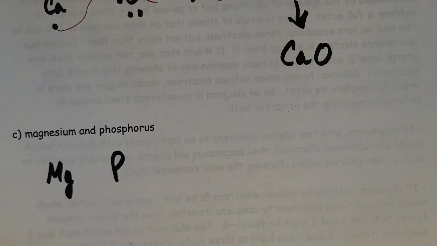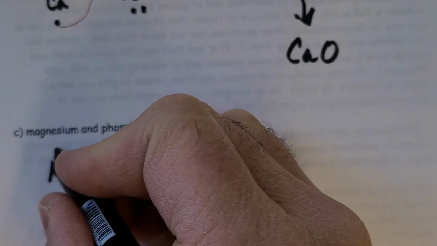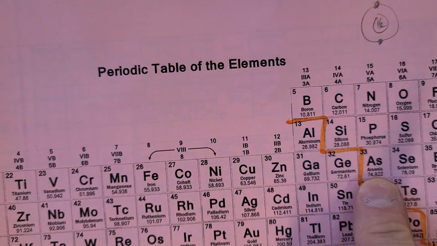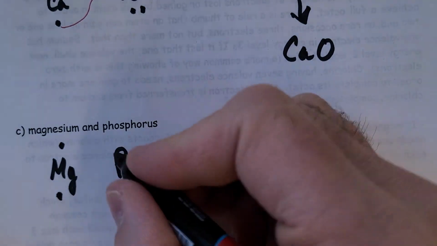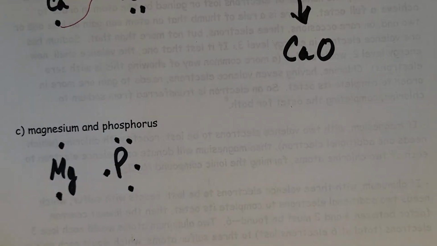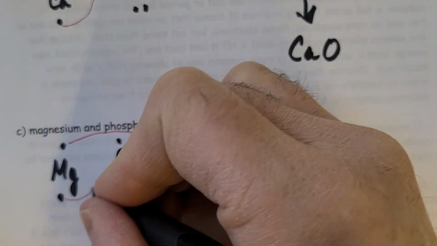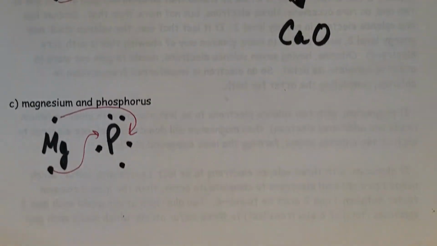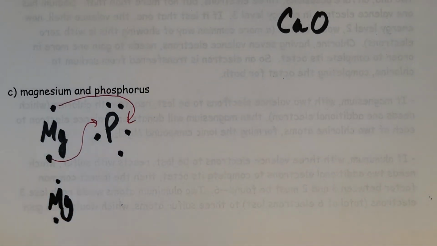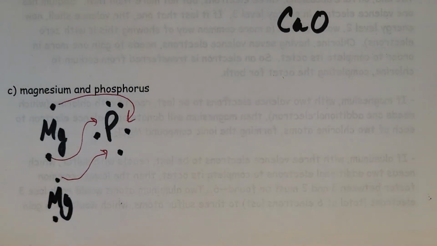Magnesium and phosphorus. So if we look at magnesium, it is group 2. And phosphorus, it is group 5. 1, 2, 3, 4, 5. So if we take a look at what happens there, so here you go. Magnesium's good, but phosphorus needs 1 more. So we're going to have to add another magnesium to the mix. There you go, phosphorus. So phosphorus is good, but now I have an extra electron to give up.